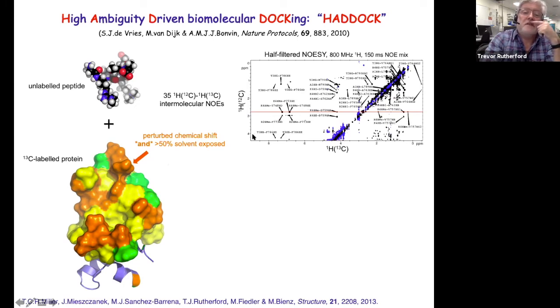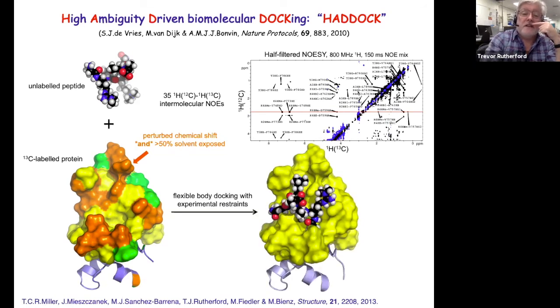And we can assign each of those. In this particular case, we look at the shift perturbation for this coupling complex, which is colored in orange. We then add into that 35 intermolecular NOEs that are going across the interface, and we apply this Haddock flexible body docking to get a high resolution model of the complex at the end.